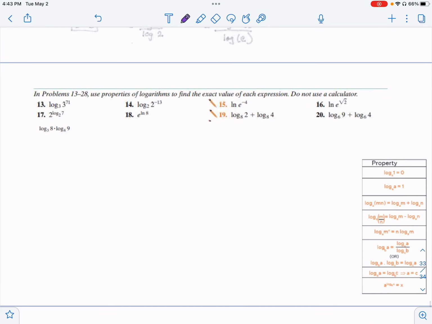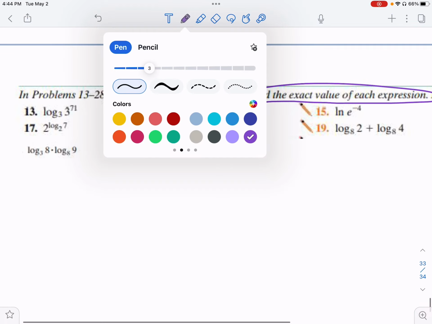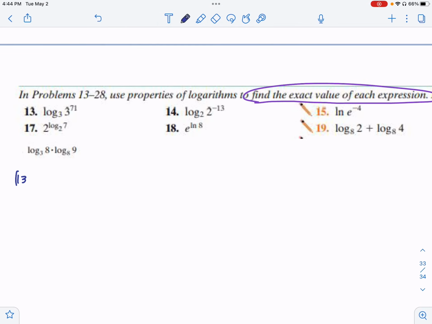All right, I think this is my last slide, and these are a bunch of problems. Find the exact value of each expression. Do not use calculator, which means more properties. Solve it. All right, number 13. Log, the base and the number here are the same. So this is asking me, 3 to what power will equal 3 to the power of 71? Well, obviously 71, so done.